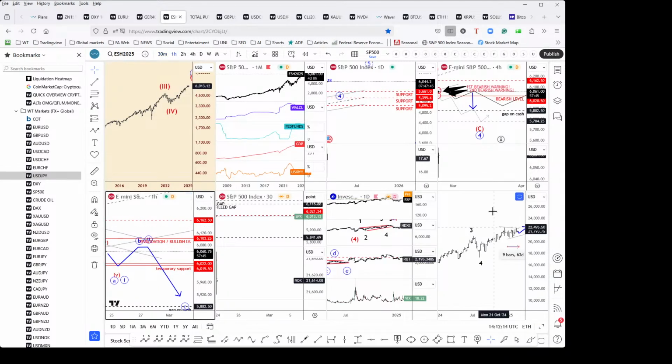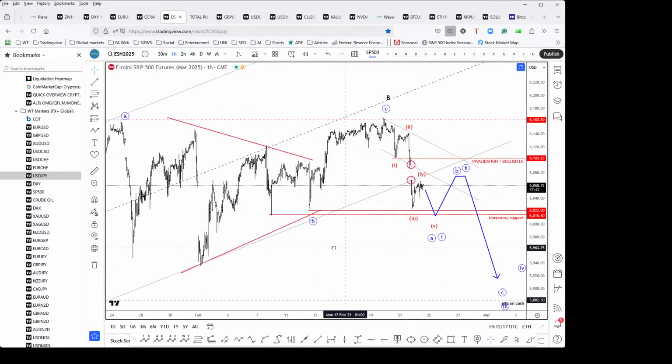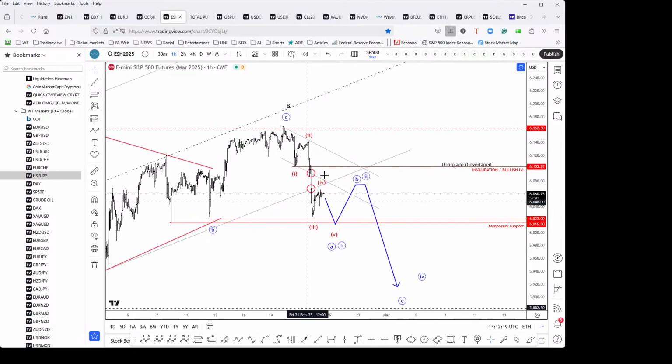Now, what maybe should be important if you're more of an intraday trader is to observe what will happen here on a smaller time frame. So it looks like that very strong drop that occurred here on Friday could actually be a third wave.